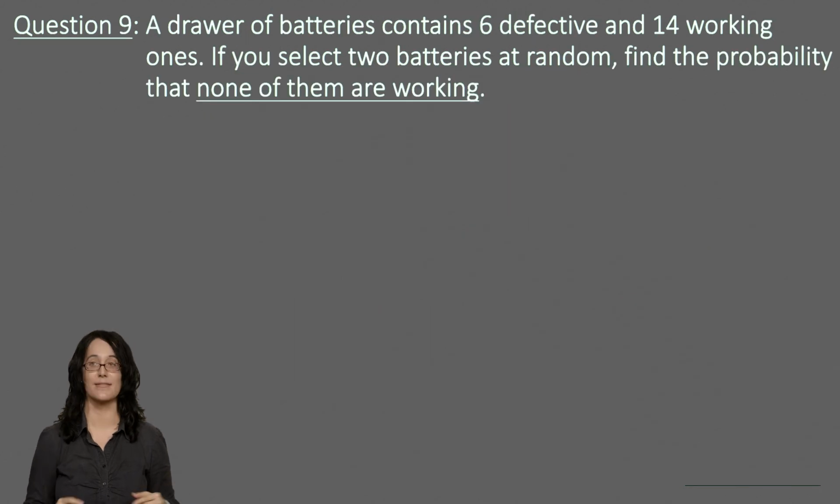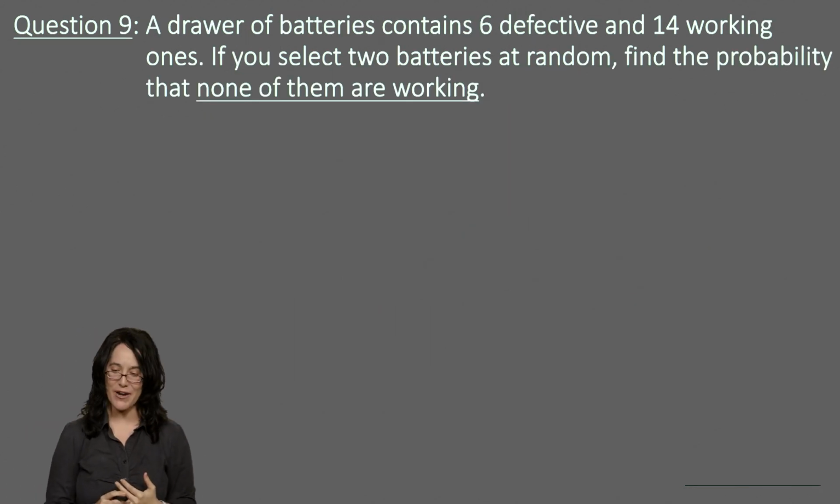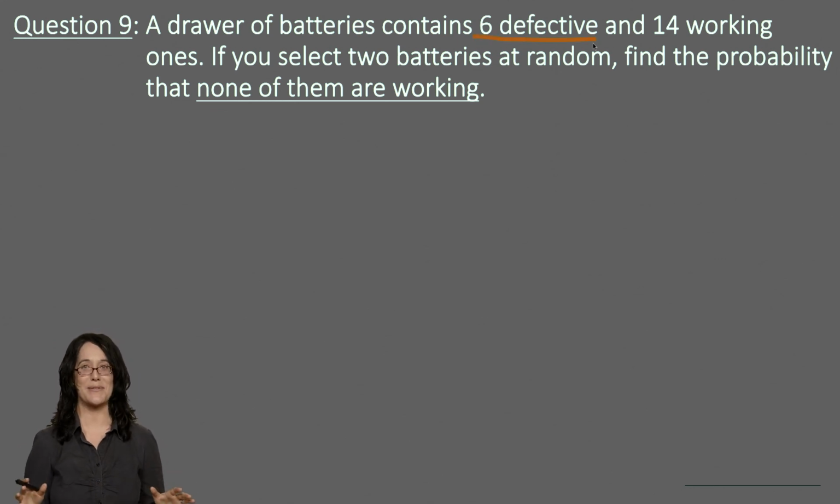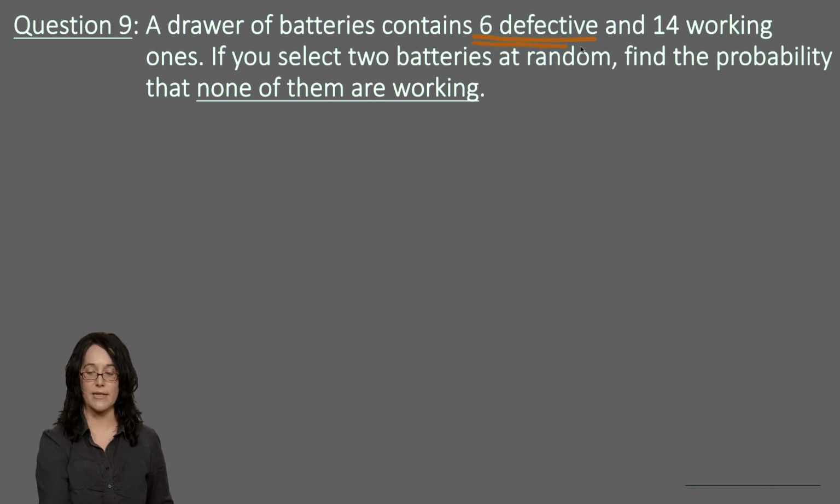Question 9. This says a drawer of batteries contains 6 which are defective. I don't know if this ever happens to you. It's either when I'm baking and I go to get eggs and one of them's cracked, or when I go to get batteries for my flashlight during a hurricane, I live in Florida, I end up having batteries that don't work. It's very sad. So let's see if that is the case here.